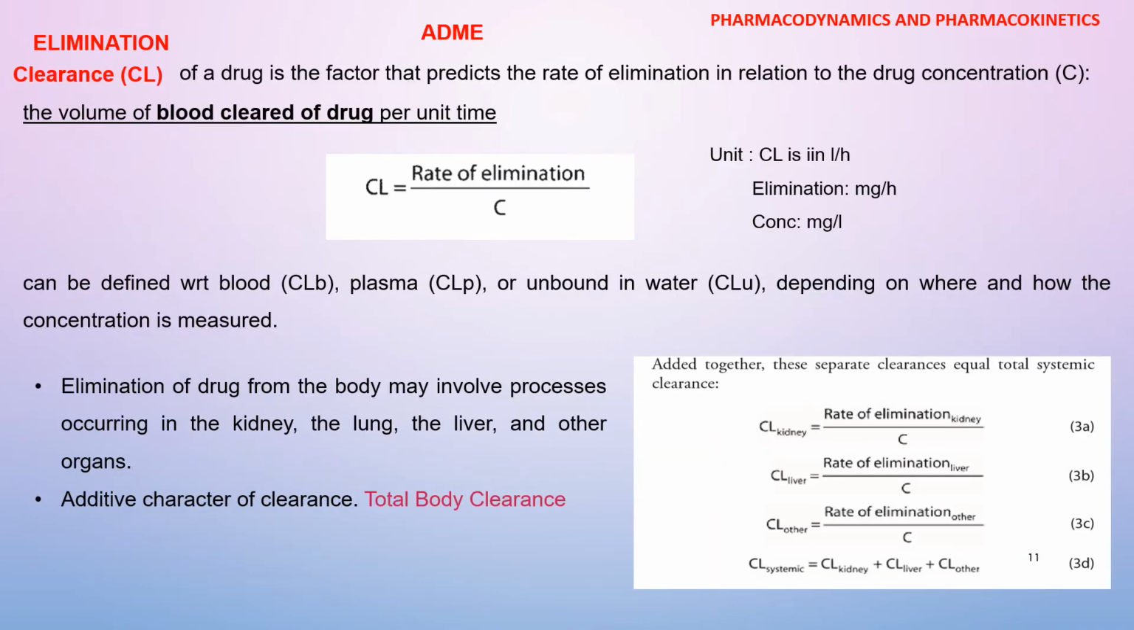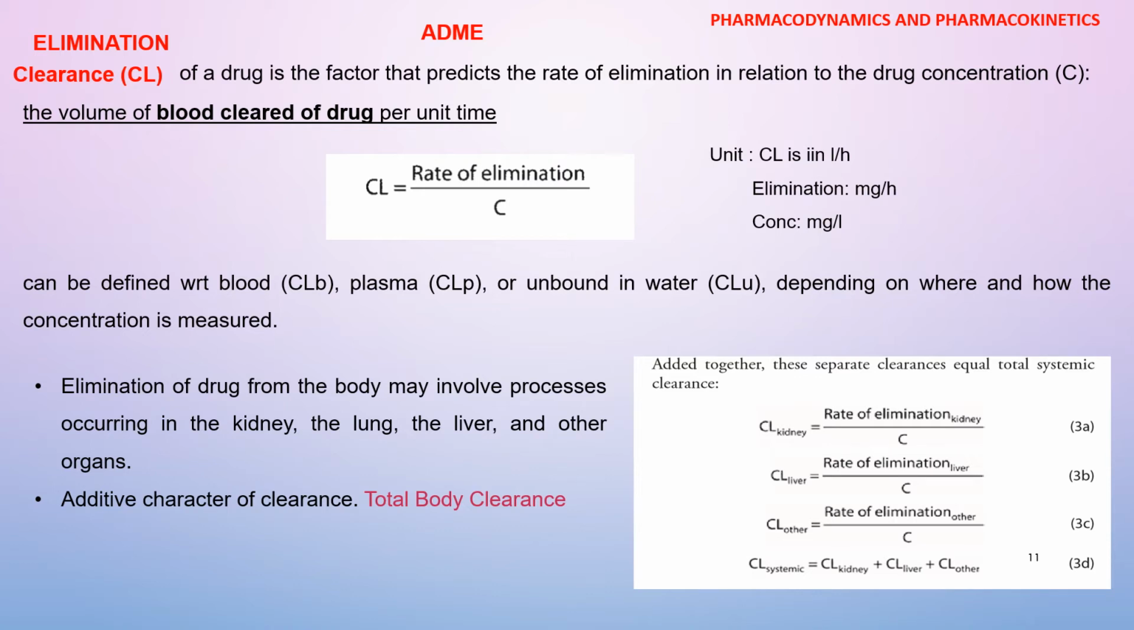Clearance. Clearance is an index to predict the rate of elimination in relation to the drug concentration. It is defined as the volume of blood cleared of drug per unit time. It is obtained by the formula rate of elimination divided by concentration, which could be with respect to the blood, plasma, or unbound forms in water.